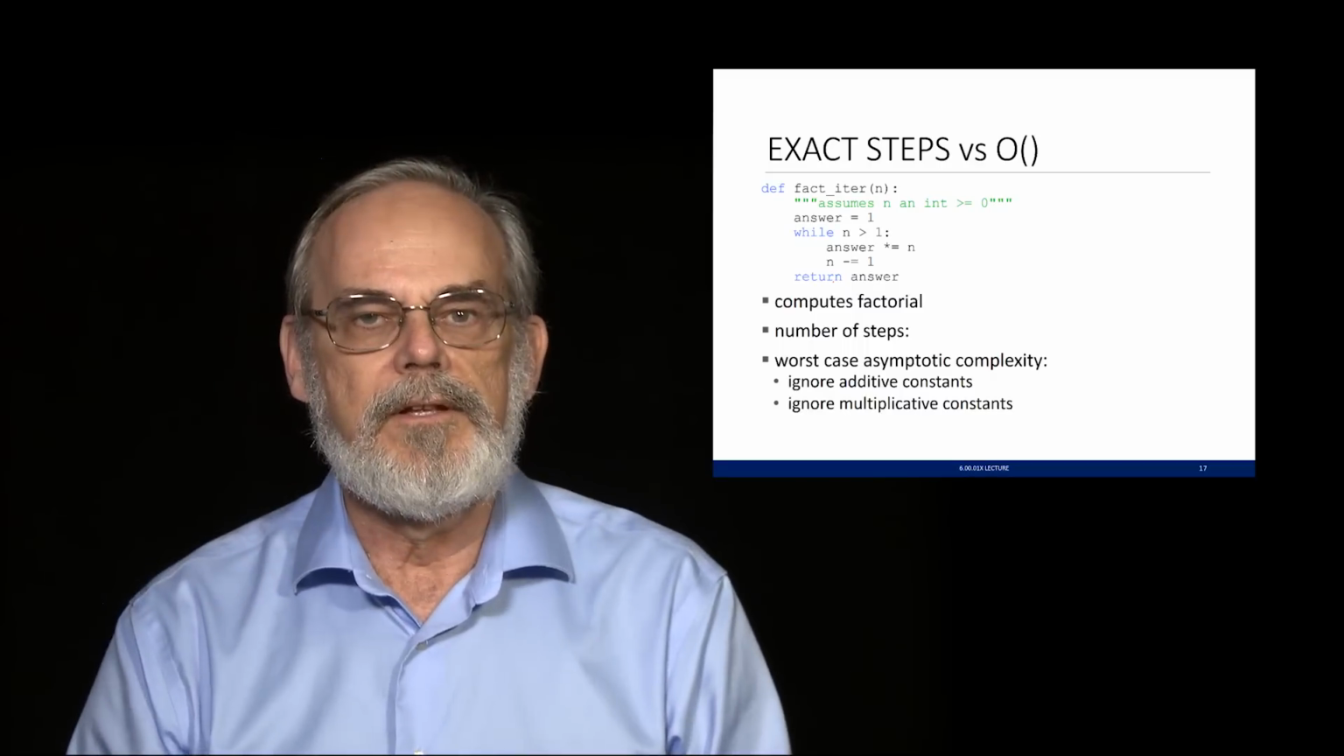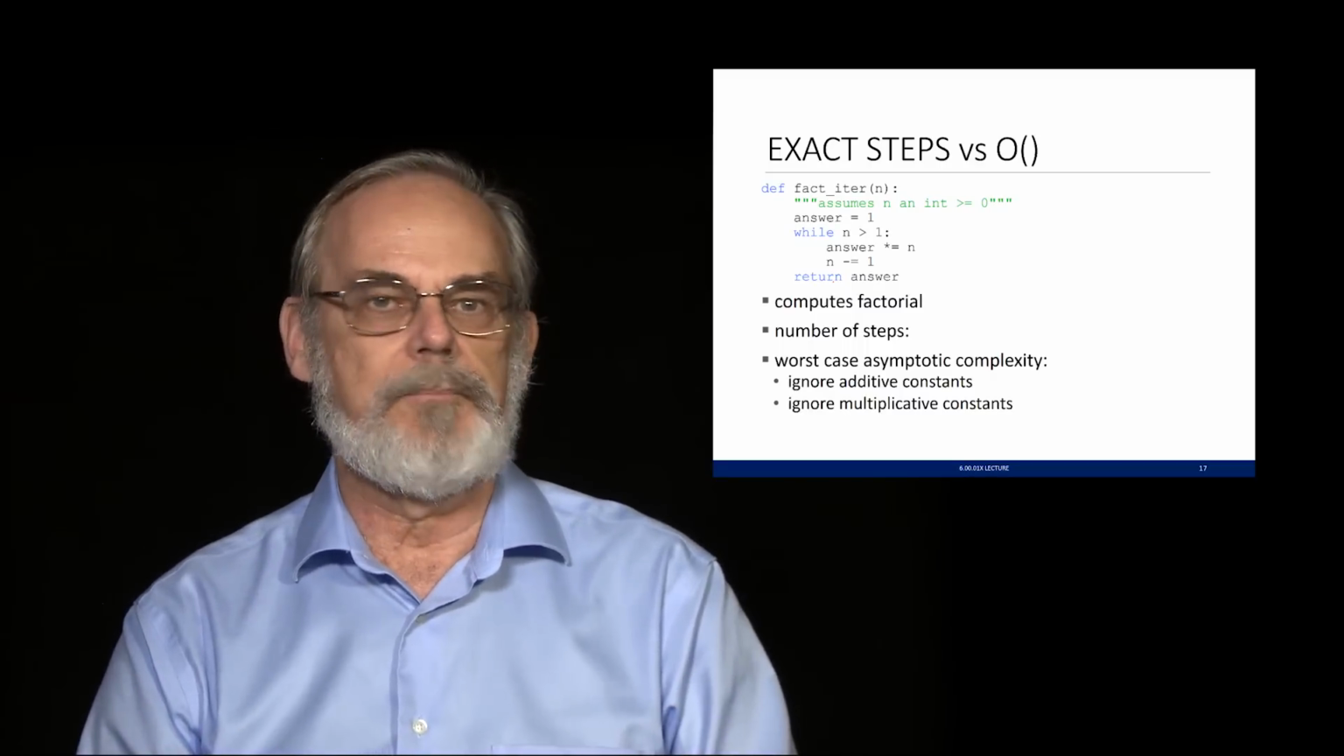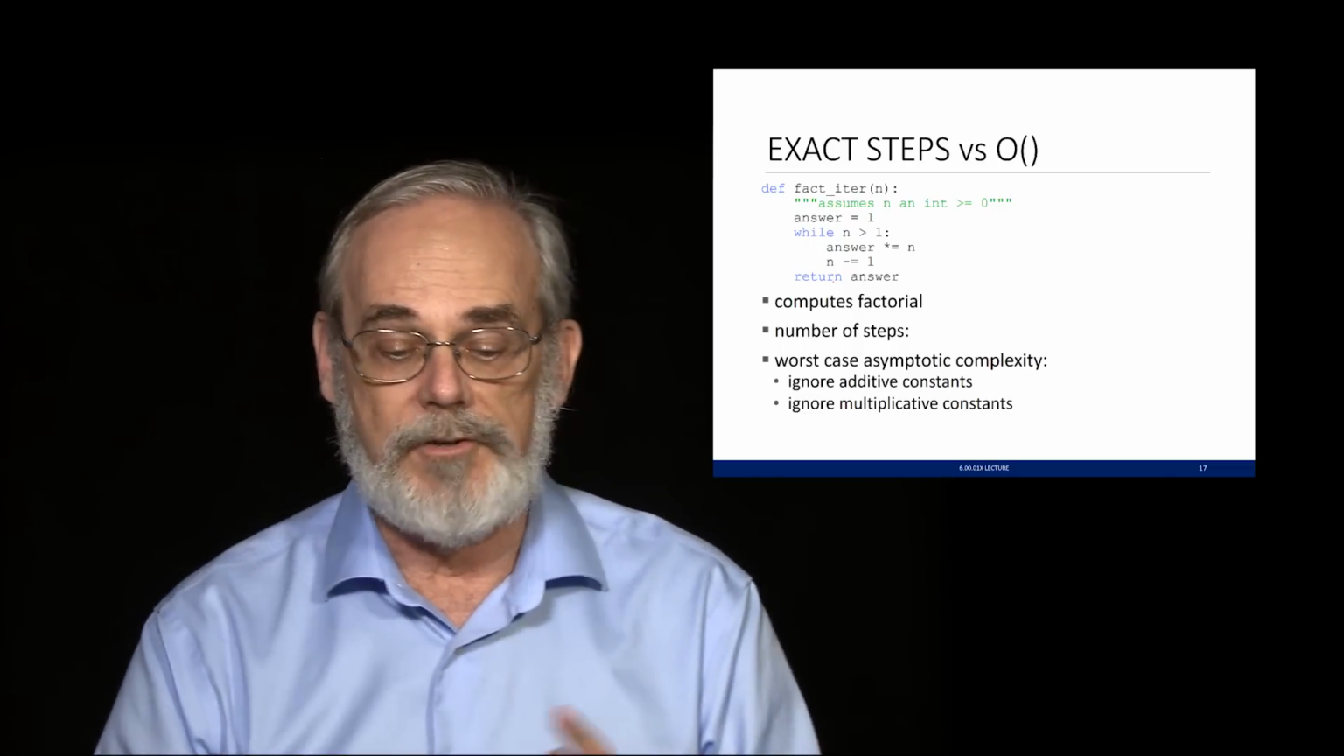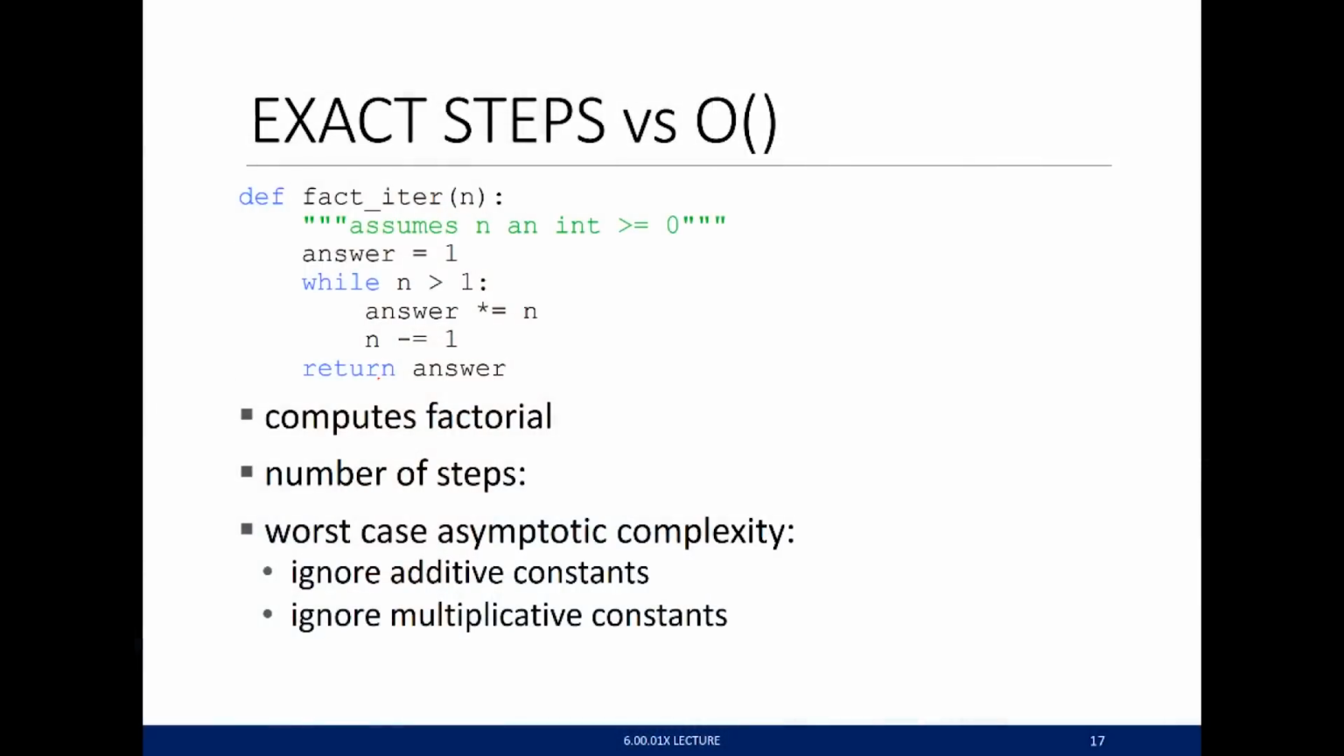Let's look at an example of what big O means. And I'm going to do this with a procedure you've seen before. This is computing factorial in an iterative fashion. We're going to do it with factorial iter. We've seen this before. We're going to set up answer to be the value 1, and then basically we're going to multiply answer by n, decrease n by 1, and keep doing that until we get down to the point where n is equal to 1, and then we're going to return the answer.